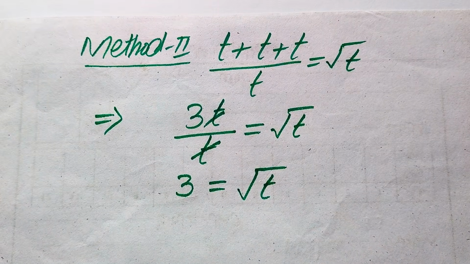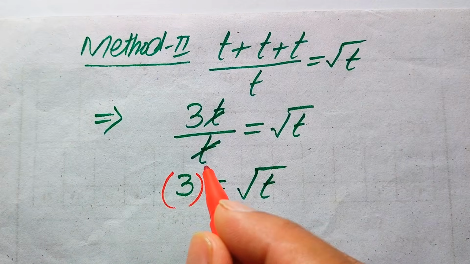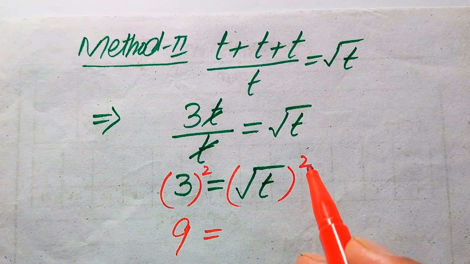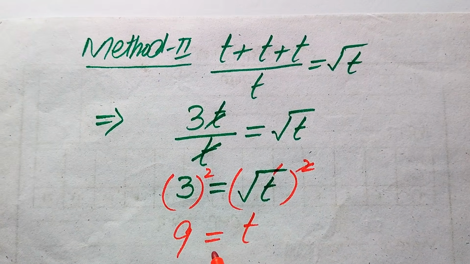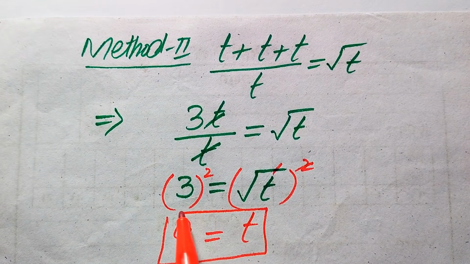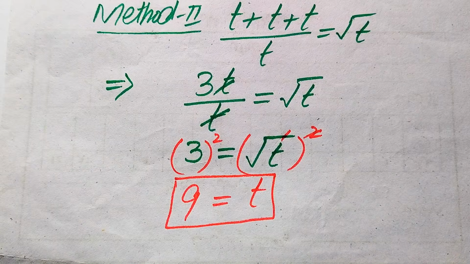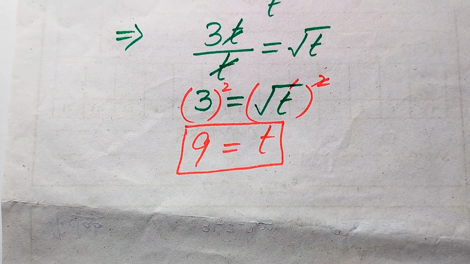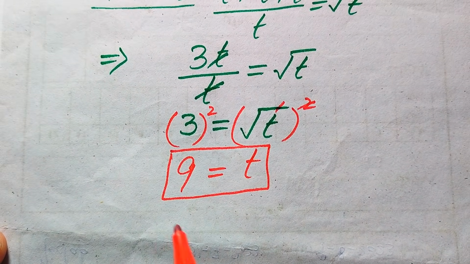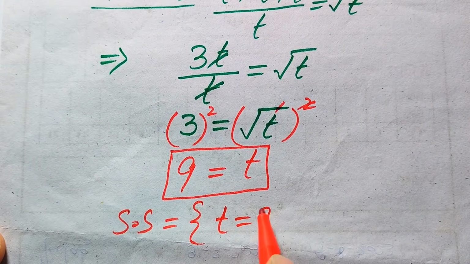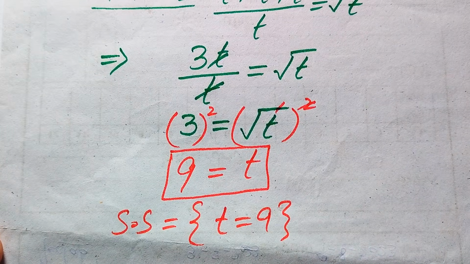So here our target is to find the value of t, and for this we apply squaring on both sides, and when we apply squaring it becomes 3 squared, which is 9, and the square and square root are gone, and we get here t. So in the second method, you see here we get only one root of the given equation, and that is t equals 9. But in the first method, we already verified that this value of t satisfies our given question statement. So finally we have the solution set of this problem: t equals 9. This is the only solution of the given equation, and this is our final answer to this question.